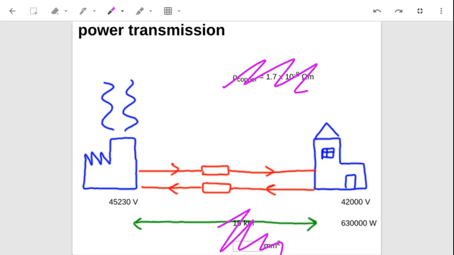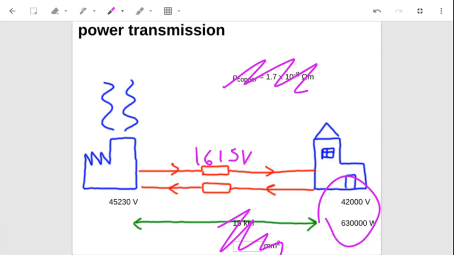of these power lines. There's 3,230 volts difference, and if I divide that by 2, that will give me the voltage drop across each power line, which is 1,615 volts one way and then 1,615 the other way.